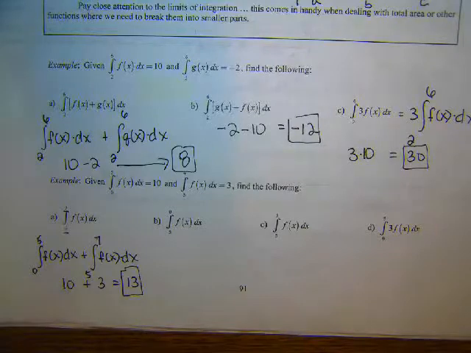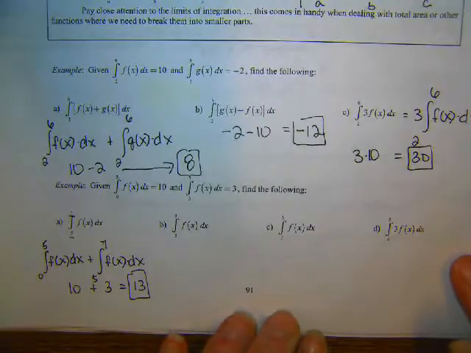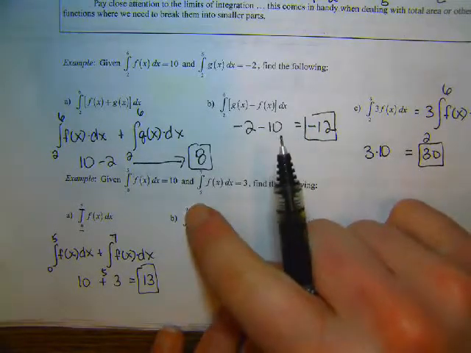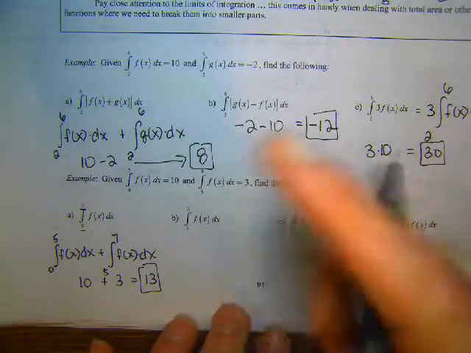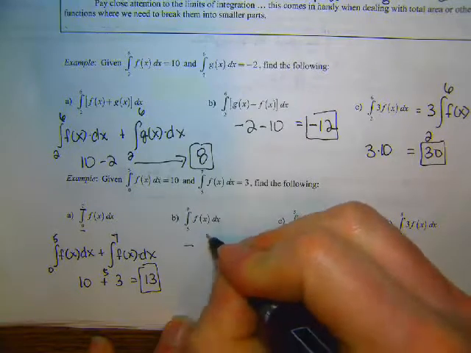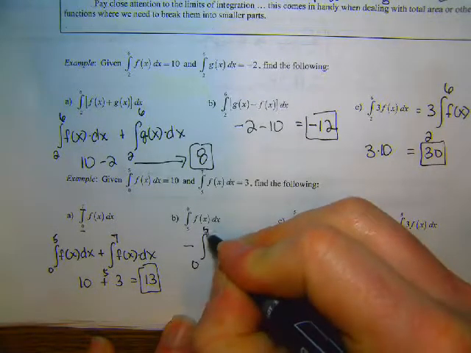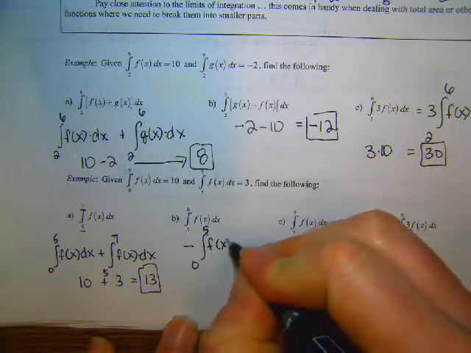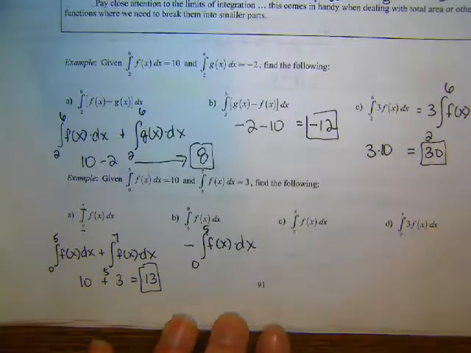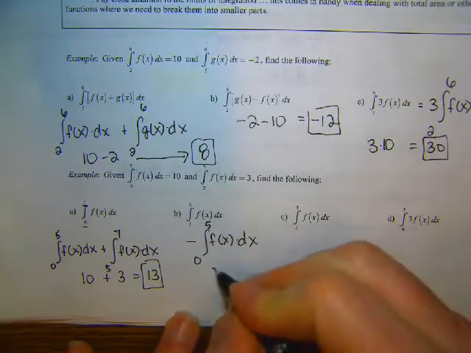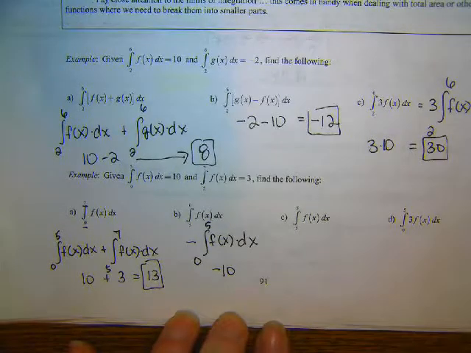What is B an example of? Which property of order of integration? We don't have 5 to 0, but we know 5 to 0 is the opposite of 0 to 5 dx. So it would be the opposite of 10.